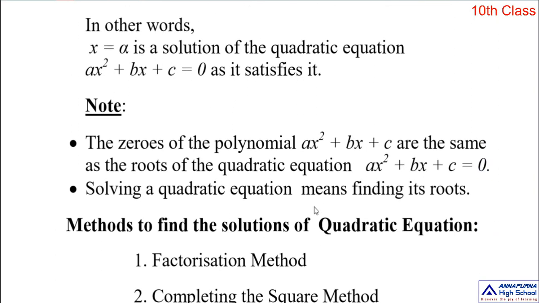Here some important points are there. The zeros of the polynomial ax square plus bx plus c are the same as the roots of the quadratic equation ax square plus bx plus c is equal to 0. What we called zeros of a quadratic polynomial, the same values we call the roots of the quadratic equation. The quadratic polynomial's degree is 2, so it has at most 2 zeros. So this quadratic equation also has at most 2 roots. Sometimes the 2 roots are equal.